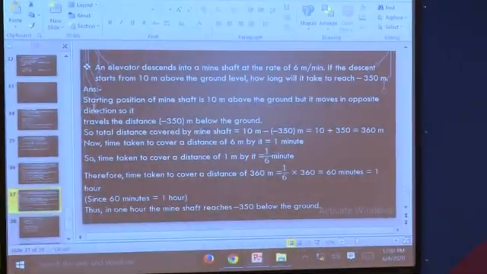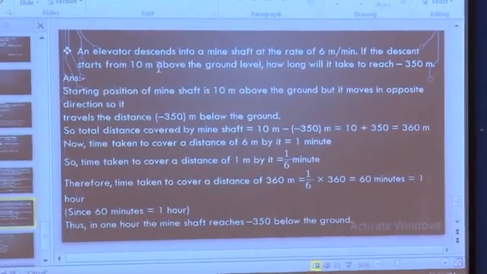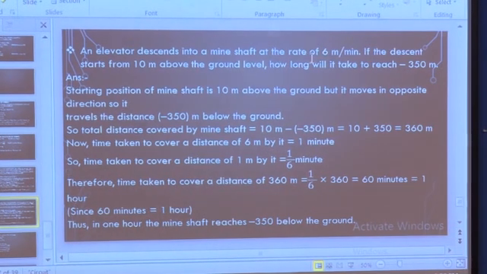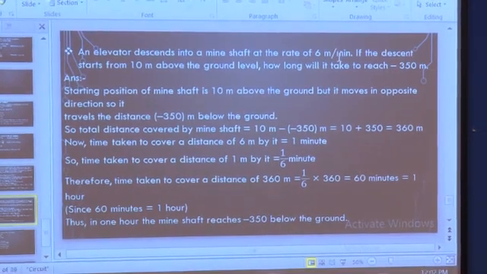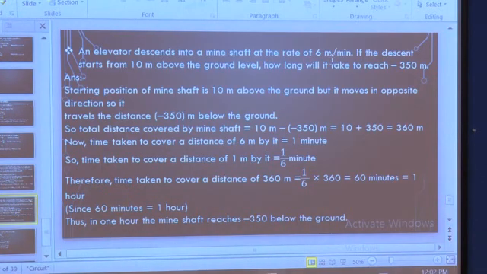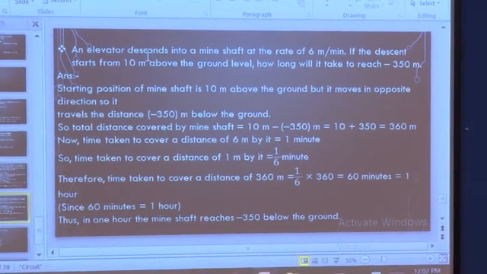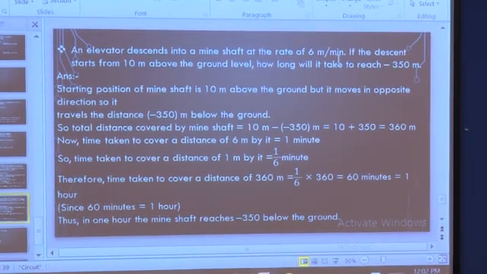Now, another word problem which is very interesting. Again we are in integers, so there will be the plus and the minus. An elevator descends into a mine shaft at the rate of 6 meters per minute. Means what? You know an elevator? Yes. Okay. So, a coal mine you might know. Yes. The rate of 6 meters, descent means it is going down. So, it is 6 meters per minute.